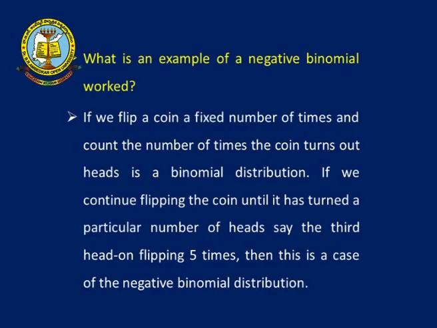What is an example of a negative binomial? Why are we using it here? If we flip a coin a fixed number of times and count the number of times the coin turns up heads, it is a binomial distribution. Continue flipping the coin until it has turned up a particular number of heads. Say the third head, flipping 5 times until the third head comes, then this is a case of the negative binomial distribution. Why? Because we did not know whether it would take 5 times, 3 times could come, 4 times could come. So this is a case of the negative binomial distribution.